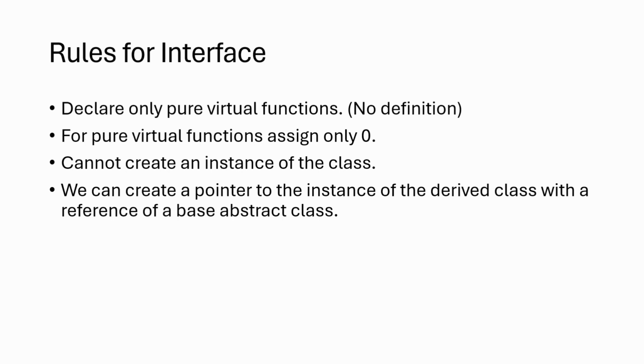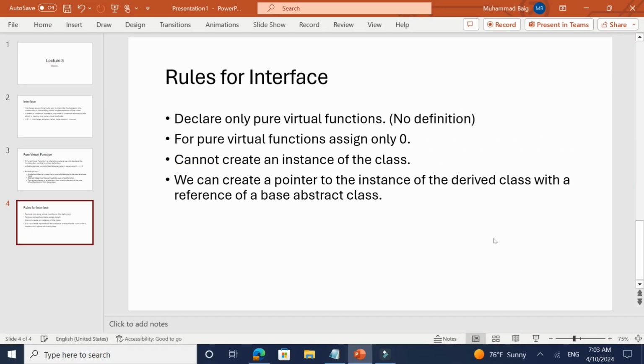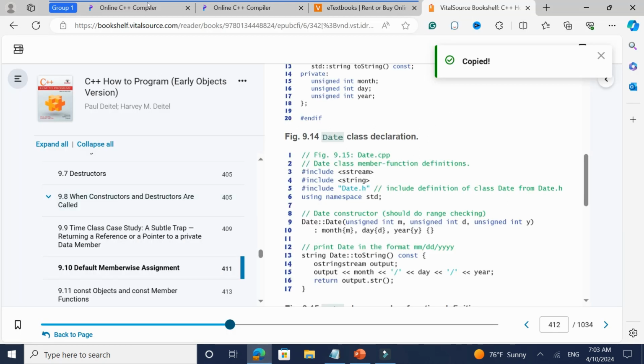And you cannot create an instance of an abstract class, right? Because the compiler is not going to know the implementation of the virtual functions. We can create a pointer to the instance of the derived class with a reference of a base abstract class. So pointers can be used, right? But the pointers are really going to be pointing to the derived class. Let me walk you through a couple of examples here.